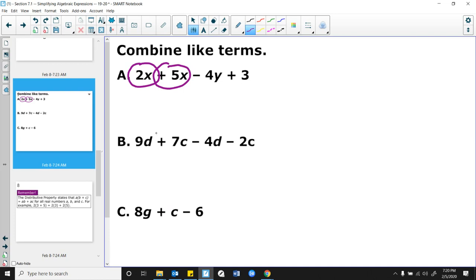Okay, if I combine a 2 and a 5, they're both positive. I'm going to have a 7x. And then I also have to bring down the other parts that weren't like terms. So my answer here is 7x minus 4y plus 3.